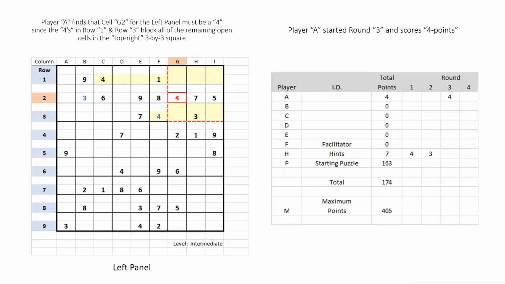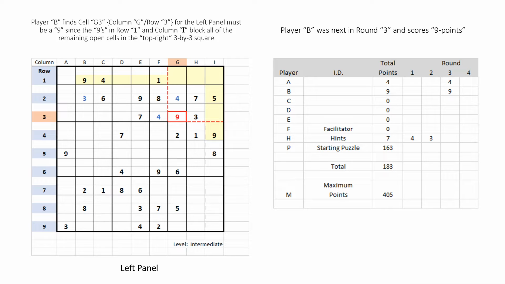Player A finds that cell G2 for the left panel must be a 4, since the 4s in row 1 and row 3 block all of the remaining open cells in the top right 3x3 square. Player A started round 3 and scores 4 points.